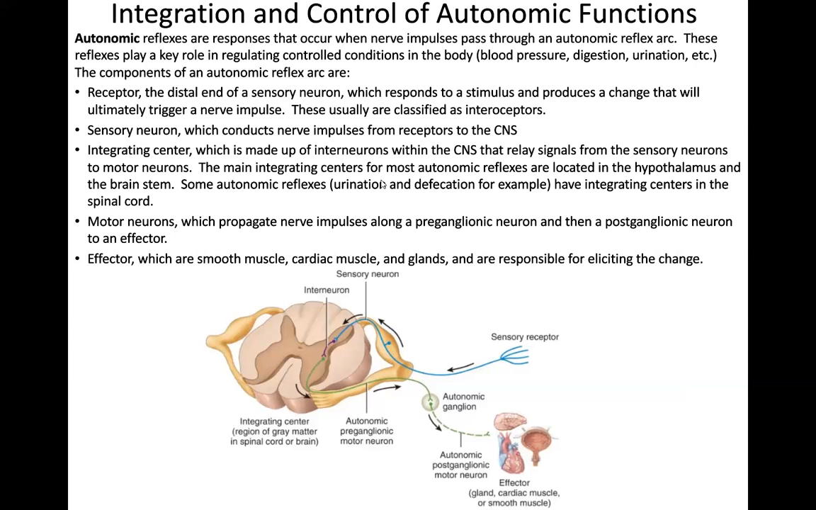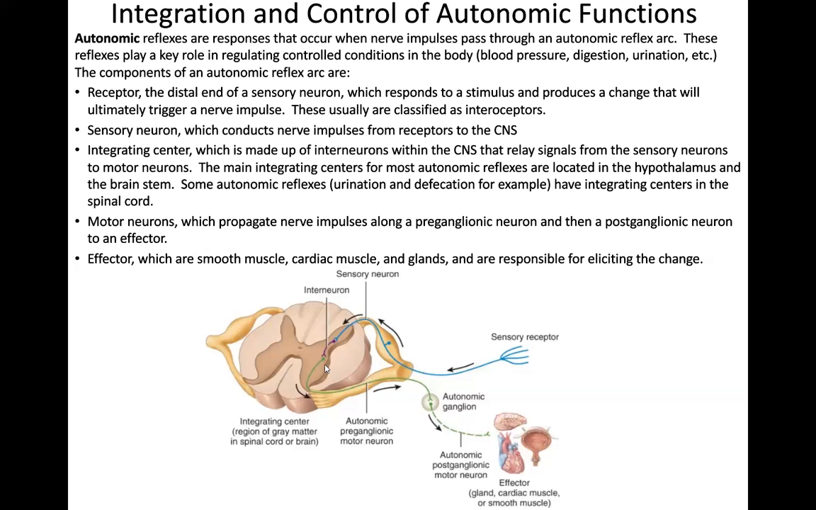Some autonomic reflexes, for example, urination and defecation, actually utilize the spinal cord. So the integration takes place down in the spinal cord, and we don't have to send the signal up to the brain and then back down to help with regulating peeing and pooping, those two processes.